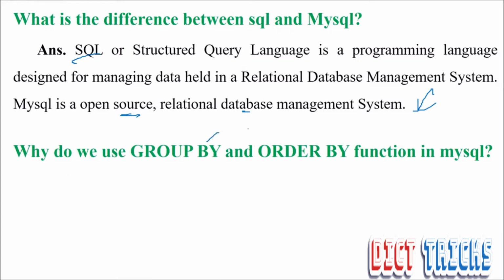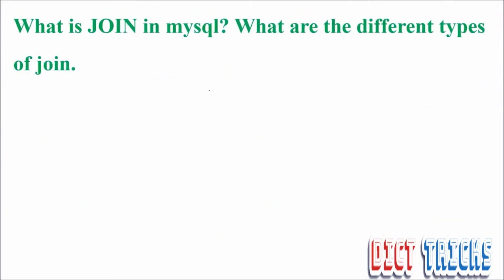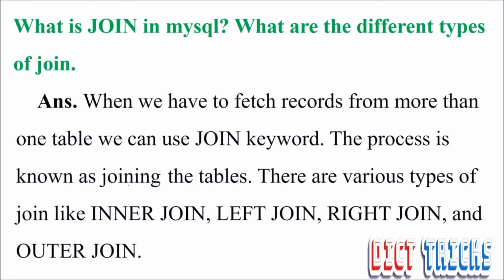How do we use group by and order by in MySQL? Group by is used for retrieving information about a group of data. It is generally used with aggregate functions like sum, average, etc. While order by is used to sort the records using a column name. It can sort a column in both ascending and descending order. Ascending is the default; you can use order by and then DESC so that the order is descending.